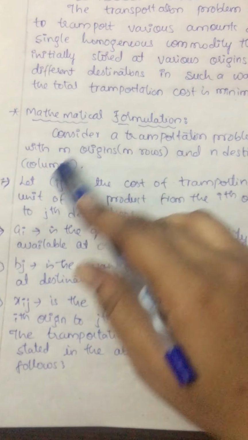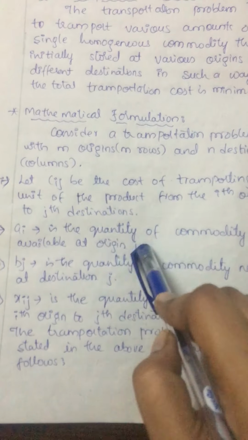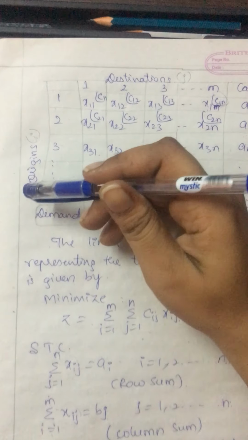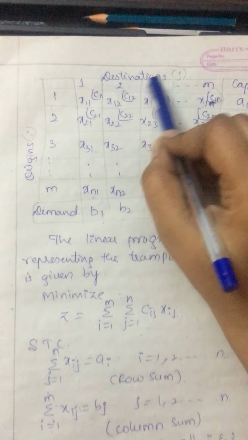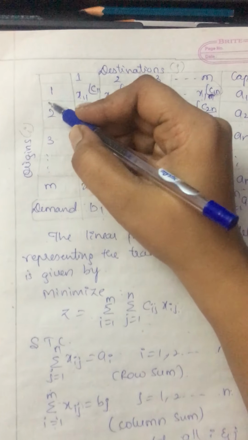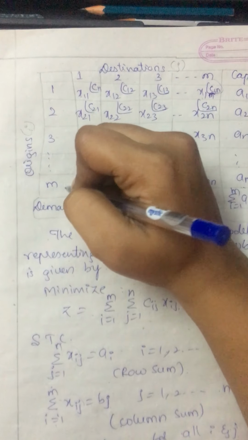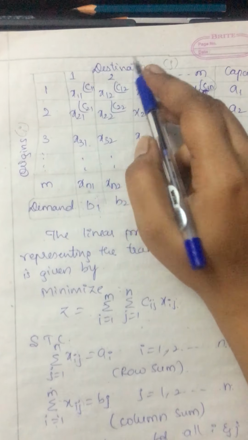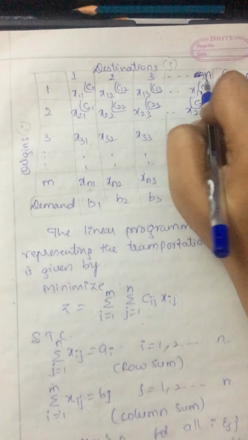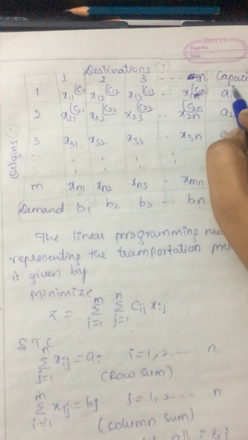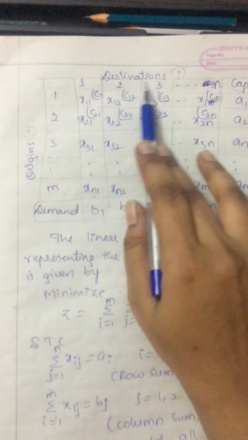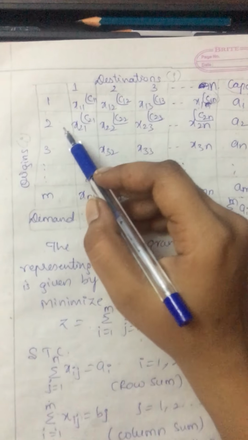Let us study this entire transportation problem with a table. The origins are indicated by i and destinations by j. Rows 1 to m indicate the origins, and columns 1 to n indicate the destinations. The next part is the capacity, indicated by ai, and the demand with respect to destinations, indicated by bj.